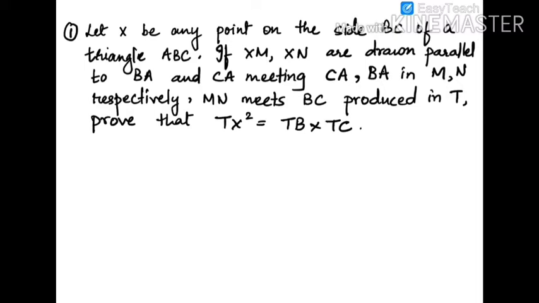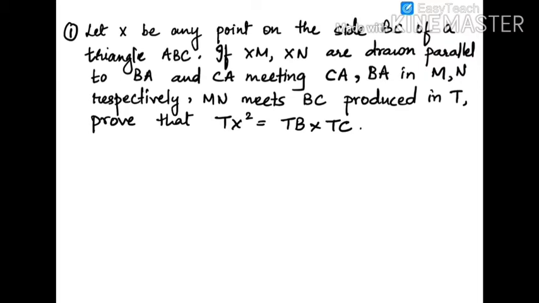This question looks very complicated and also there is no figure. So we have to interpret the question correctly and draw the figure from the information that is given in the question. So we have a triangle ABC.